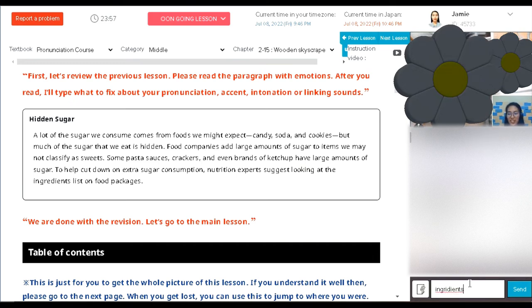Okay, packages. So this time, can you please check your chat box and read the words? Can you see your chat box? Yes, can see. Okay. Can you please read the words that I typed there? Amount, sources, nutrition, ingredients. Ingredients. Ingredient, with S.